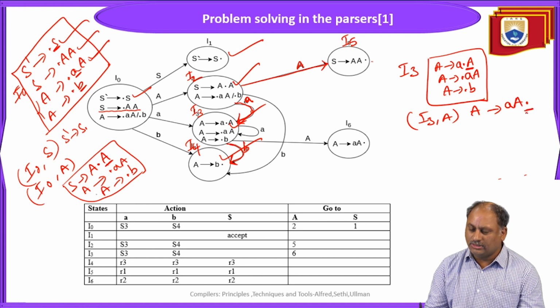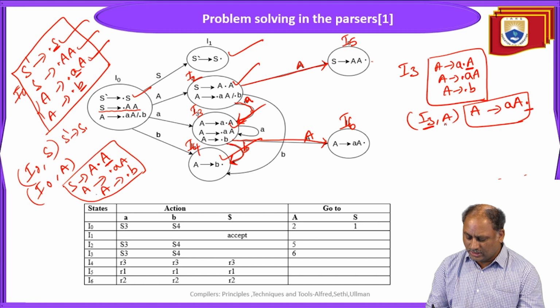Now the dot operator has reached the end point. After that there are no terminals or non-terminals, so we can stop. So you can make it a new state, that is I6. From this we can make an arrow from the state I3. From this state we perform the closure on A, and the closure of A reaches the new state. What is the state? I6.